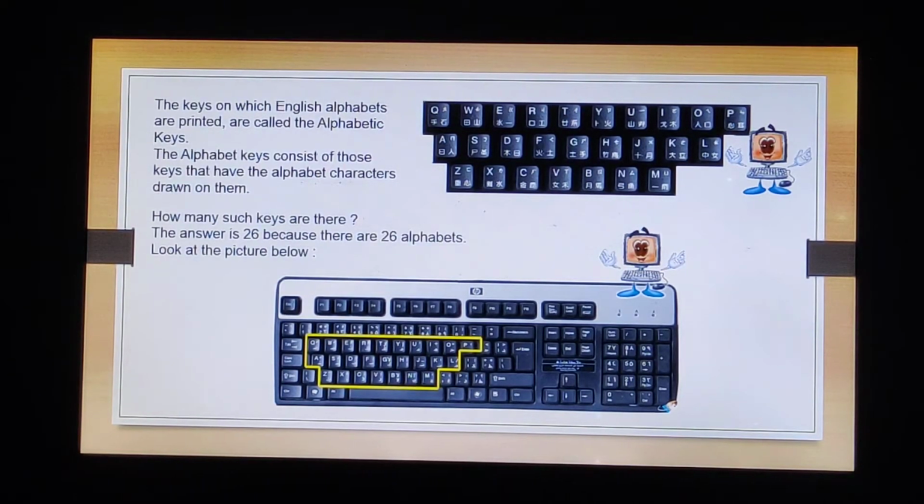Now, how many such keys are there? So children, the first question goes to you: in English, how many letters have you learned? In your alphabet land, haven't we learned there are 26 letters? Yes. So, the answer is 26 because there are 26 alphabets. Actually, there are 26 letters in your alphabet land. And see this second picture, the picture which is below, it is highlighted by making a border with that yellow color. So, this is where your alphabetic keys are.